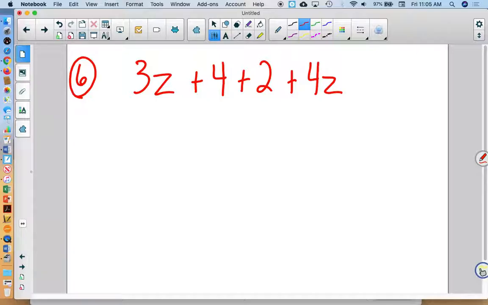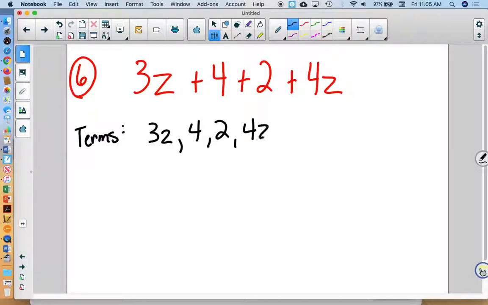Okay, let's just go through the steps like we just did. Terms. Somebody tell me the terms, and it can't be somebody that's already spoken. Justin, terms. 3z, 4, 2, and 4z. Somebody tell me the like terms. Chloe. 3z and 4z. Okay. 4 and 2.